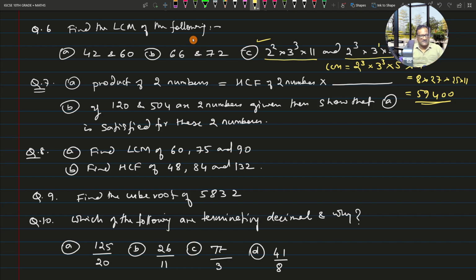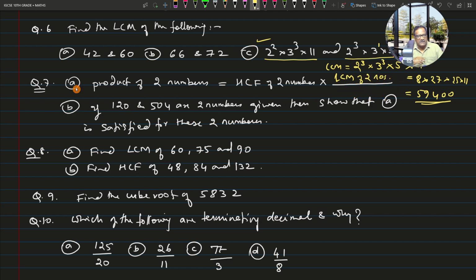That was question number 6. Now coming to question number 7. It says that the product of two numbers is equal to the HCF of the two numbers multiplied by something. There's a law which says that the product of any two numbers is always equal to the product of their HCF and their LCM. So here you will write the LCM of the two numbers. This is the answer.